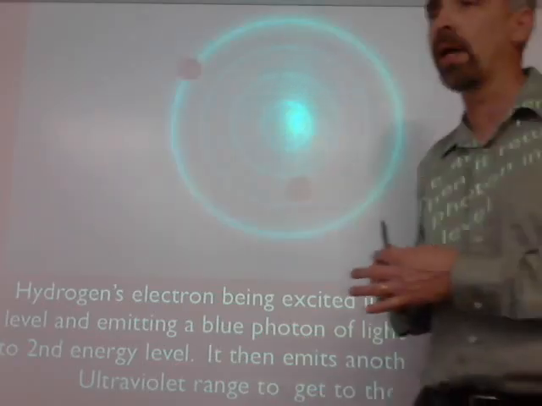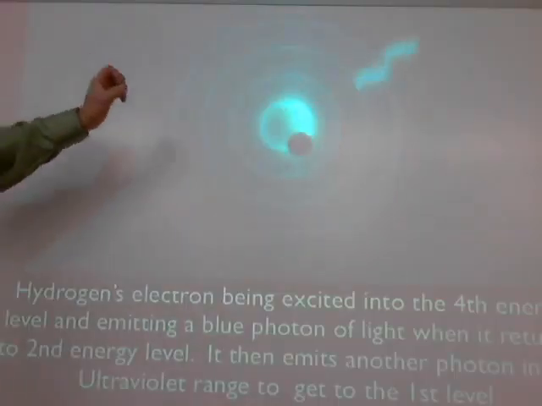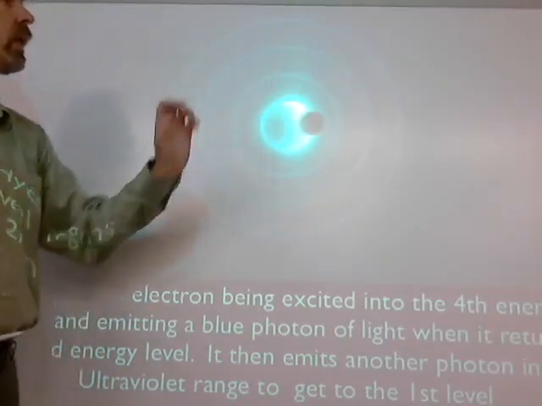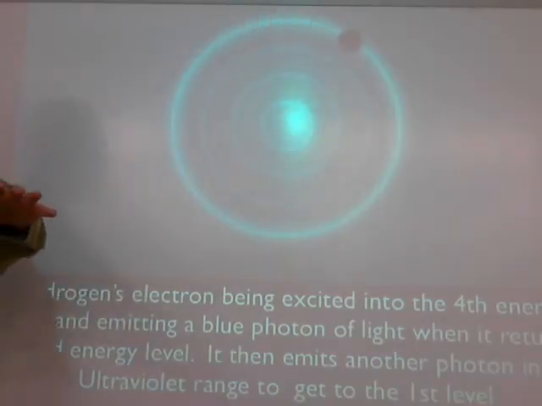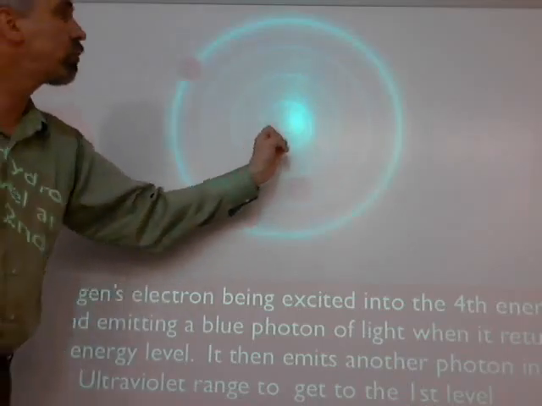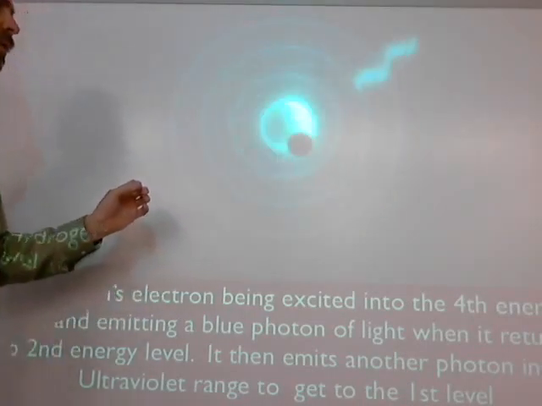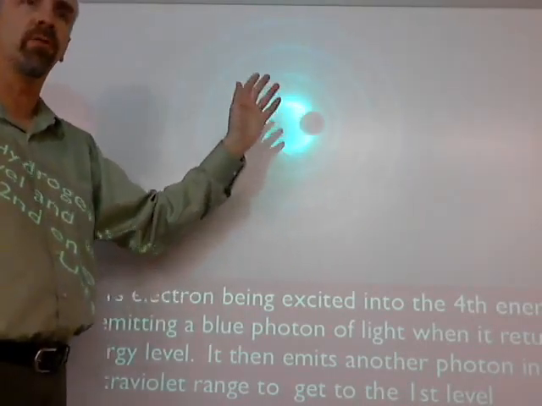And because of that, you can actually see that every time it moves, it gives off a specific amount of energy, which is related to the wavelength of light by the equation delta E equals hc over lambda. So the wavelength's related to the energy change. The larger the energy change, the smaller the wavelength, and vice versa. The smaller the energy change, the larger the wavelength.